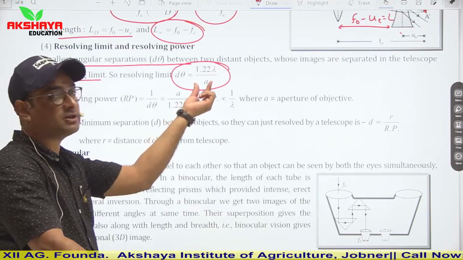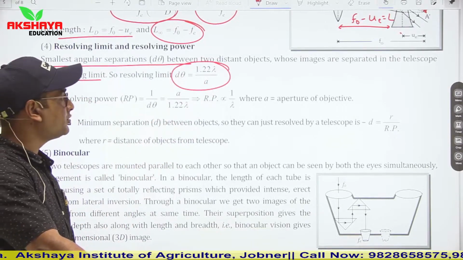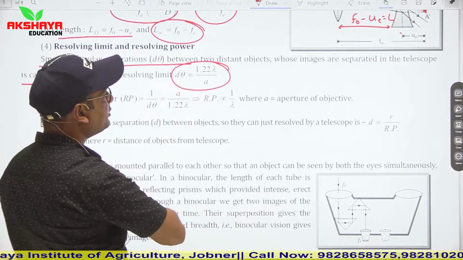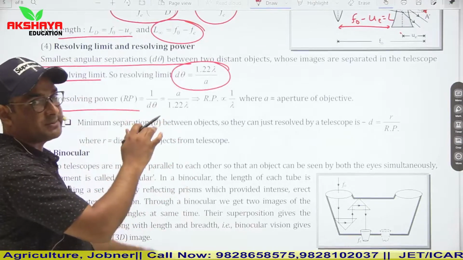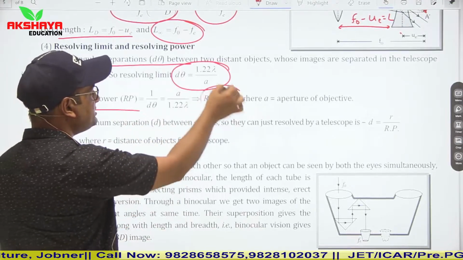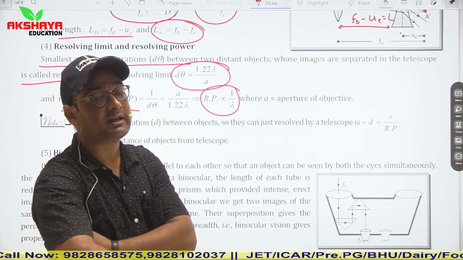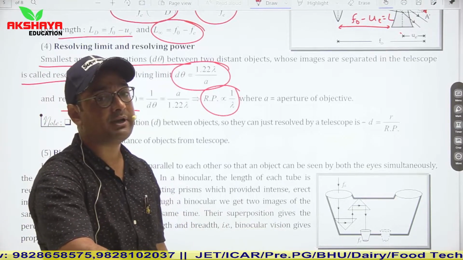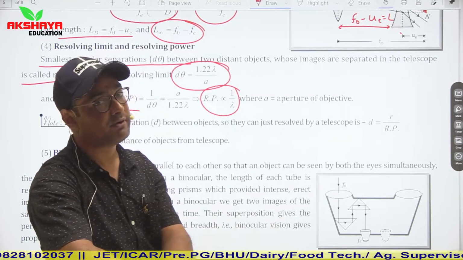So the larger the aperture of the objective, the smaller the resolving limit. So d theta is equal to 1.22 lambda upon A. And if we talk about resolving power, then it is its reciprocal. So whether it is a microscope or a telescope, we can clearly see that the resolving limit is proportional to wavelength and the resolving power is reciprocal of wavelength.